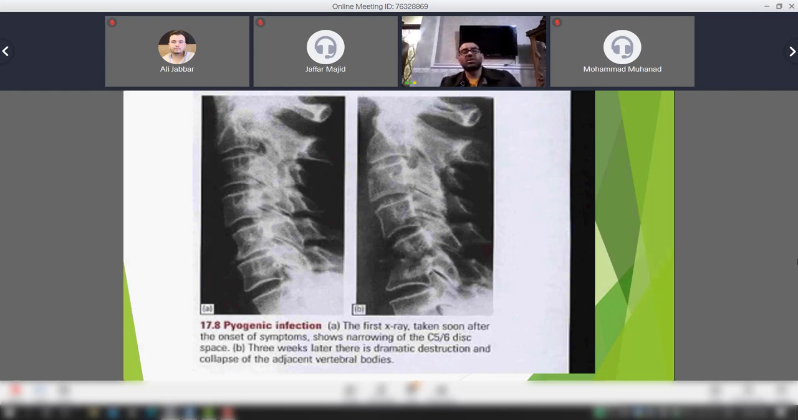How to differentiate narrowing due to infection from narrowing due to disc prolapse? The patient may have a fever and we send for blood tests. You can see the C-reactive protein is increasing, ESR is increasing, blood culture may be positive, and then we send for MRI. It will appear very clear that there is infection, with increased uptake. Later on, if it is left untreated, you can see destruction of the vertebrae, and even TB may give such a picture.